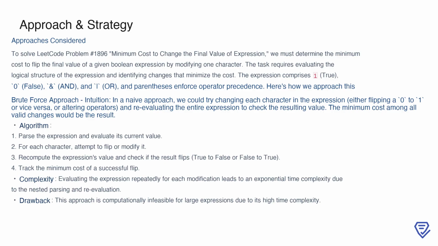A straightforward way to approach this is through a brute force method. In this approach, we evaluate the expression's current value, then systematically attempt to change each character, either flipping a 0 to 1 or vice versa, or modifying operators, and re-evaluate the expression to check if the final value flips. The minimum cost among all valid changes becomes our result.